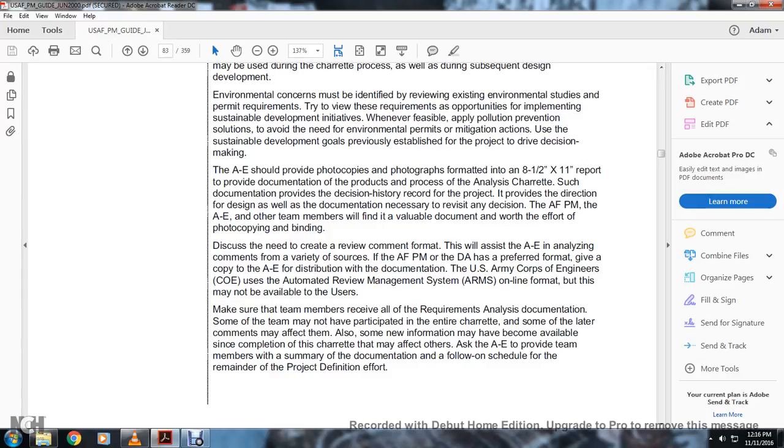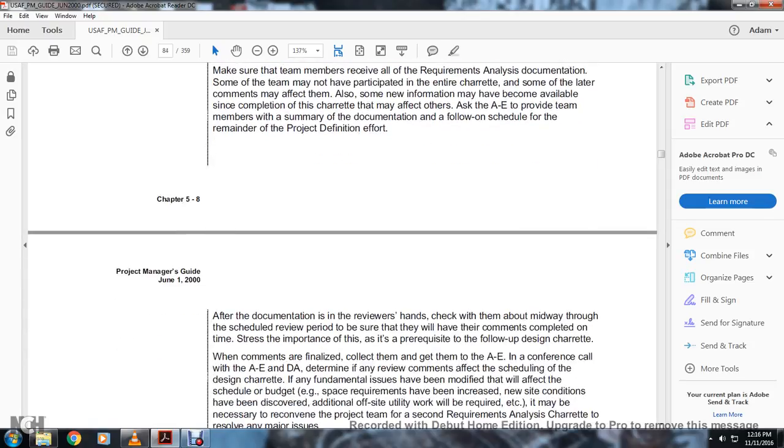Make sure the team members have received all the requirements analysis documentation. Some of the team may not have participated in the entire charette, and some of the later comments may affect them. Some of the new information may have become available, and some completion of the charette may affect others. The architectural engineer provides the members with a summary of the documentation, followed by the schedule for the remainder of the project definition effort.